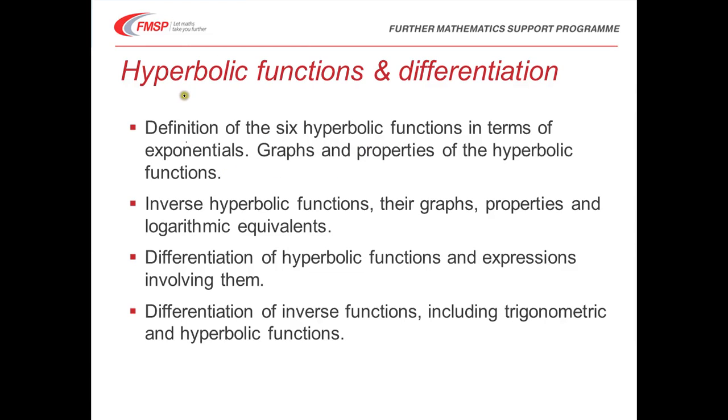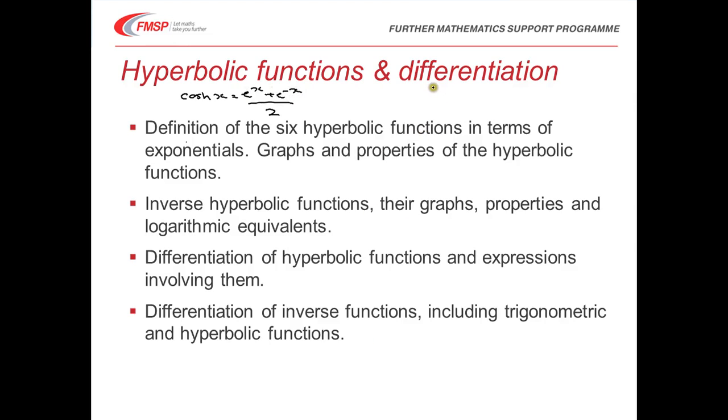So for example, we need to know that cosh of x is defined to be e to the x plus e to the minus x over 2. So that's a definition of cosh in terms of its exponential. And following from that, we can work out what the graph of cosh of x would look like.